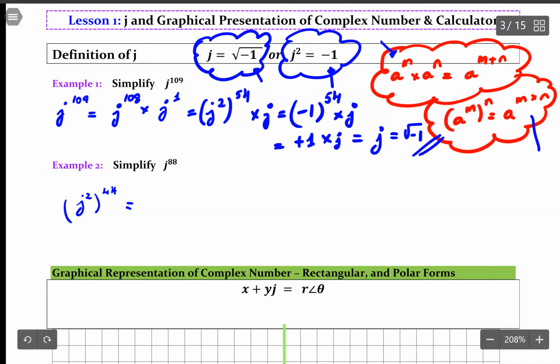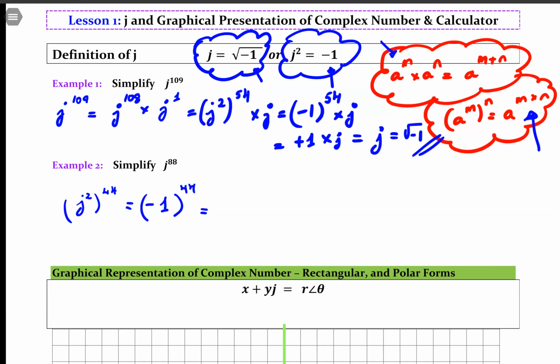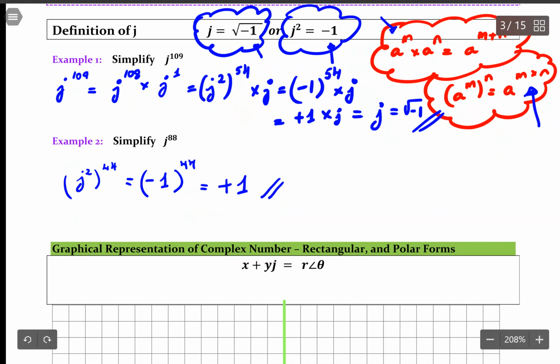I'm using these formulas right here. Okay, so what I'm going to do next is replace j squared by -1. So I take -1, I raise that to the exponent 44. Remember that -1 raised to an even power, therefore I should have positive 1 as the result. Okay, so in this case we are simplifying j. You can raise j to certain power and apply this concept in order to simplify j.